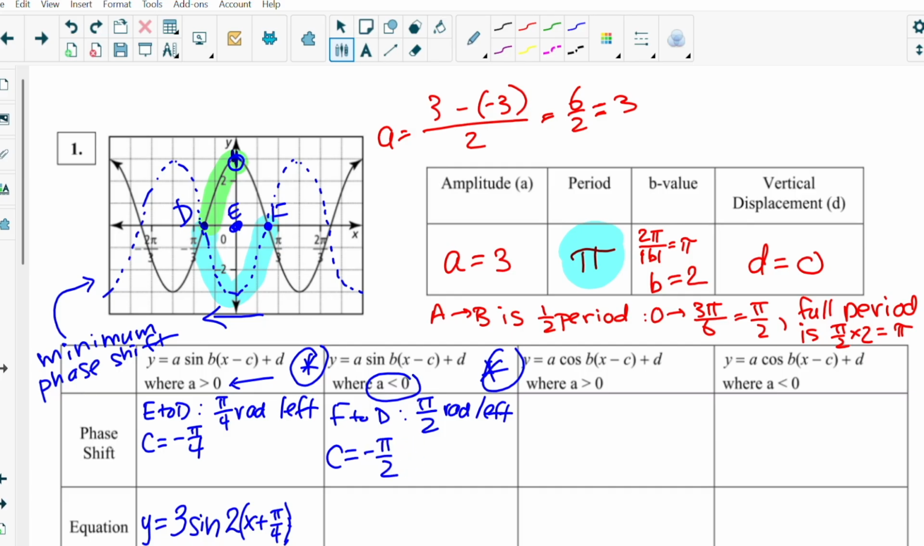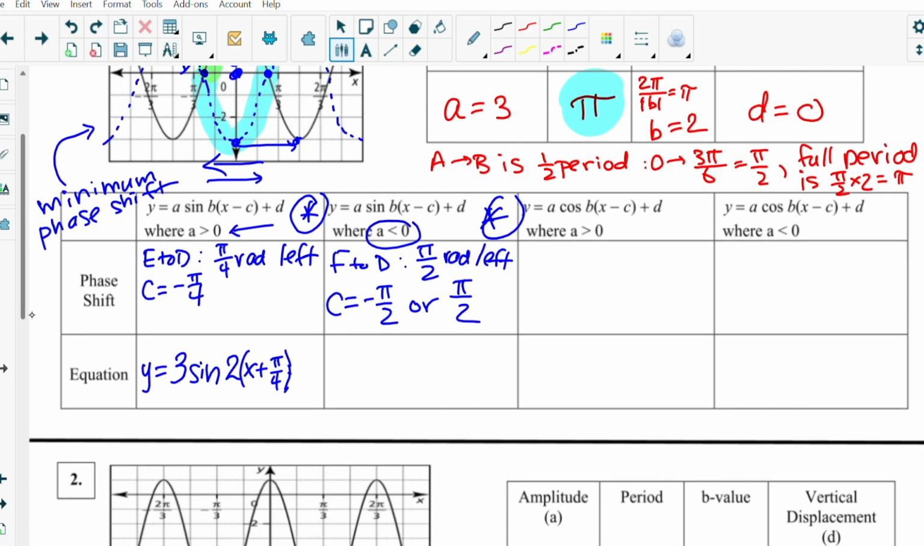But remember, for a reflection, I can also go to the right. I can shift to the right, and I'd still match. If this entire graph shifts this way, I can still match the function. So I can say positive pi over 2. So my new equation becomes y equals, now I'm going to throw that negative in there, right? Because a is less than 0, negative 3 sine of 2 times x plus pi over 4 minus negative pi over 2. That's my transformation.